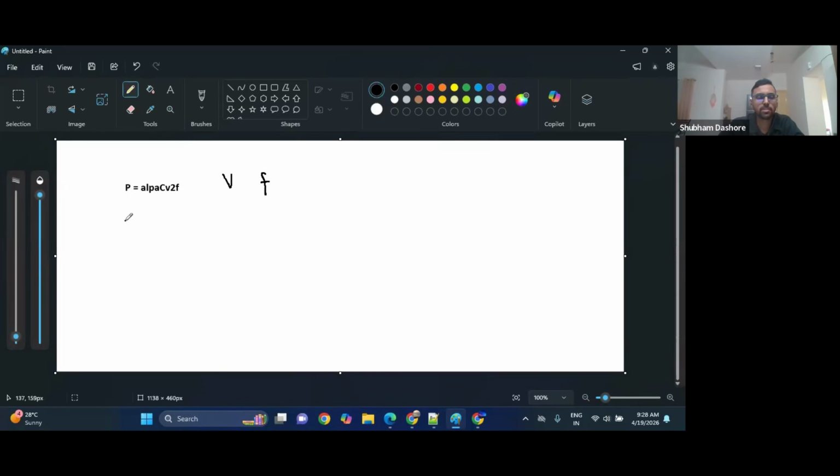In case of leakage power, to reduce the leakage power, we use power gating and multi-VT cells. If we are using multi-VT cells like this, depending upon the path, if VT is reduced, then current will increase.